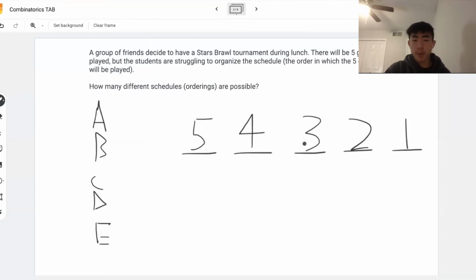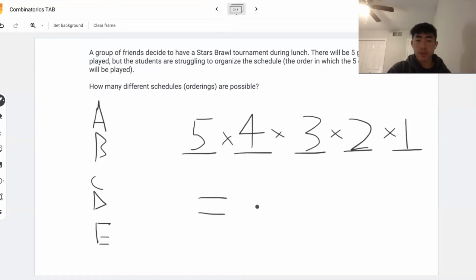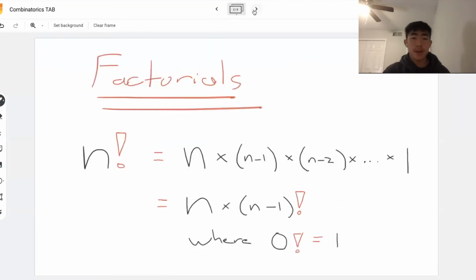And so we want to know the number of ways we can do this. So we would then have to multiply all of them together, because for whatever game that we put in the first slot, we can repeat this process and put 4 different games for the second slot and so on. So we would be multiplying all of them together. And that would give us our solution, which is 120 possible orderings.